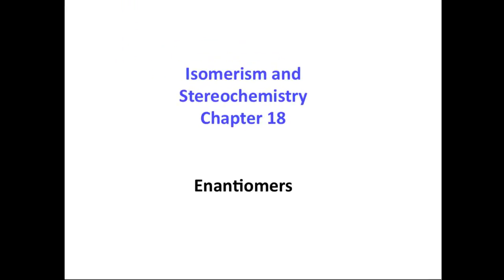So we're now going to discuss enantiomers, and this is from the isomerization and stereochemistry chapter. And we'll start by looking at some definitions of chiral centers and enantiomers. A molecule containing a tetrahedral carbon bonded to 4 different groups is called a chiral compound.